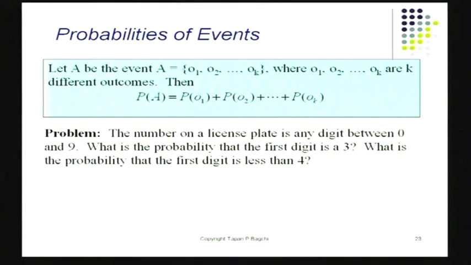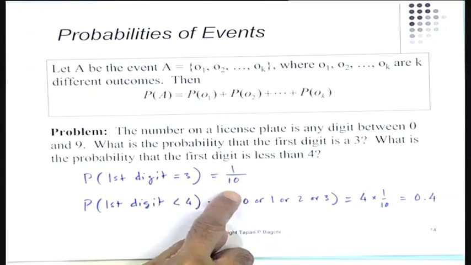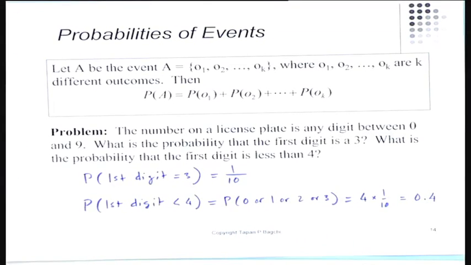What is the probability that the first digit is 3? You've got strings of numbers on the license plate. The very first one could be 0, 1, 2, 3, 4, 5, 6, 7, 8, 9. What is the chance that the first digit is 3? You can see very easily that it turns out to be 1 divided by 10. There's a 1/10 probability that the number 3 would have appeared in the first position.